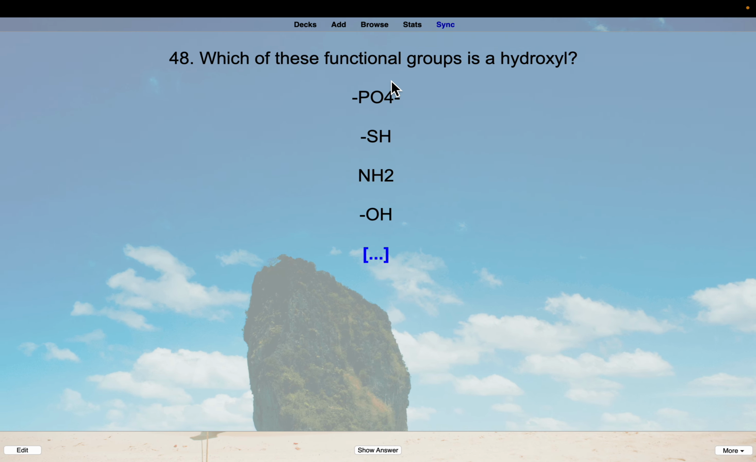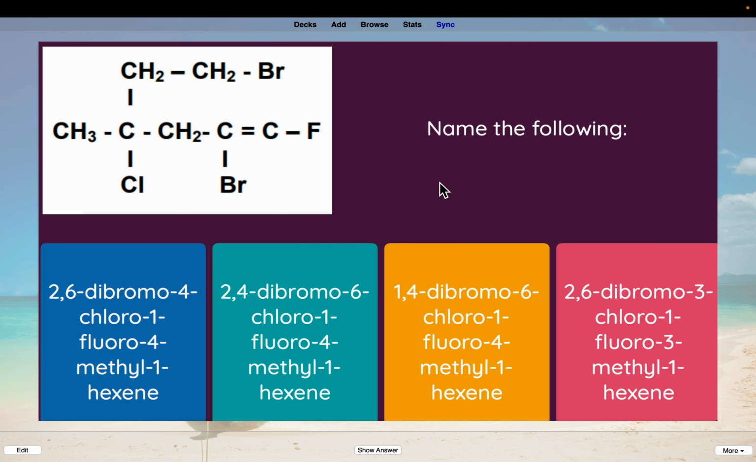Which of these functional groups is a hydroxyl? OH. NH2 is different. We've explained that earlier. I think that's something else. SH, PO4. PO4 is phosphate. It's different. SH, I'm not sure what that is. Okay, next question. Name the following. 1, 2, 3, 4, 5. Pent. Wait, let me double check. 1, 2, 3.